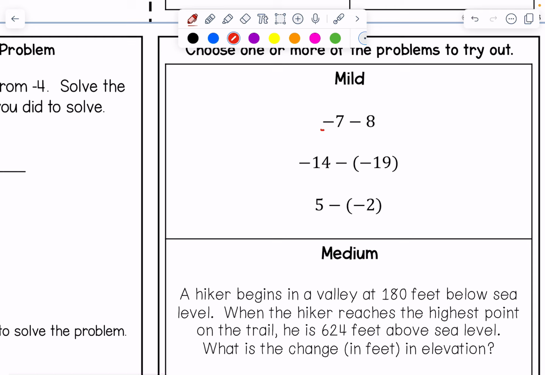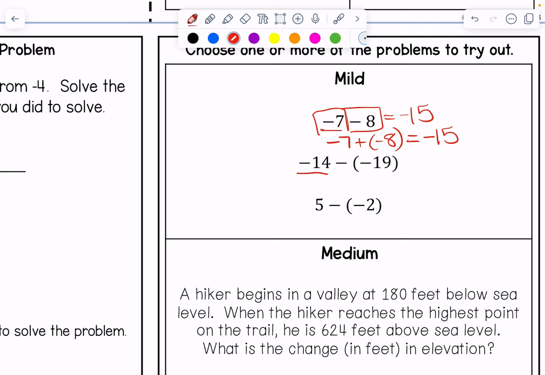So I'm starting at the -7 because I'm subtracting 8. That means I'm going to move further to the left on the number line. Or I can also think of this as -7 plus -8. All right, so if I rewrote this as an addition problem, then that's going to give me -15. So -7 minus 8 is -15.